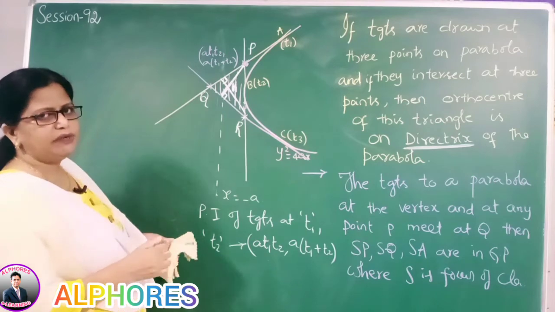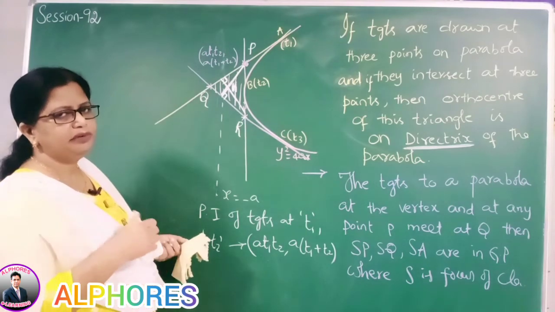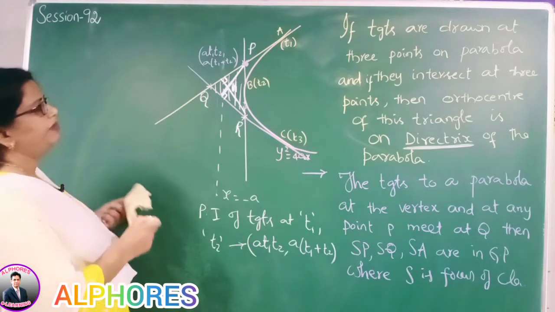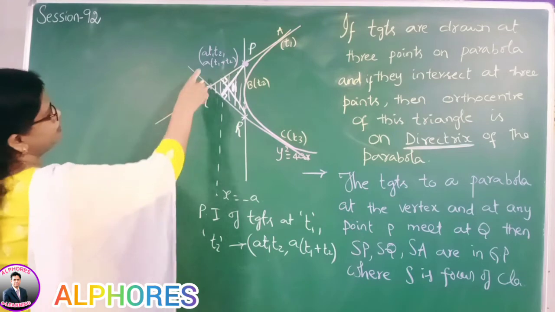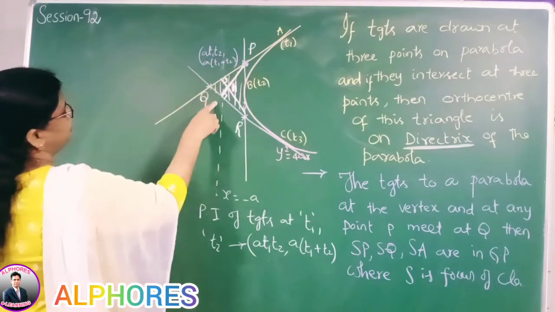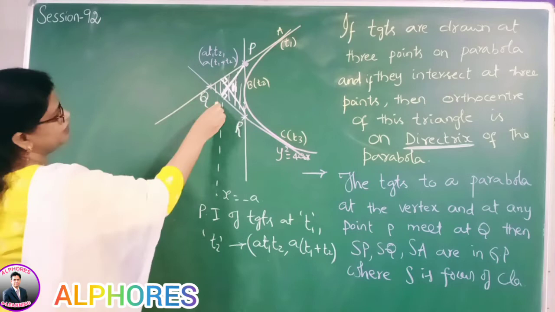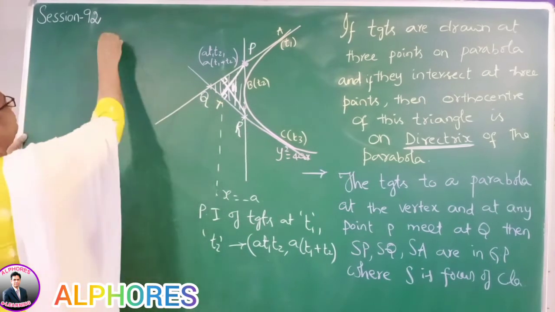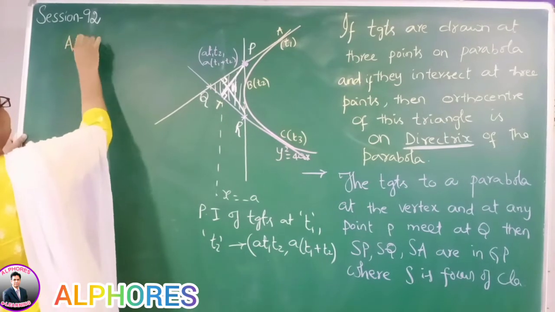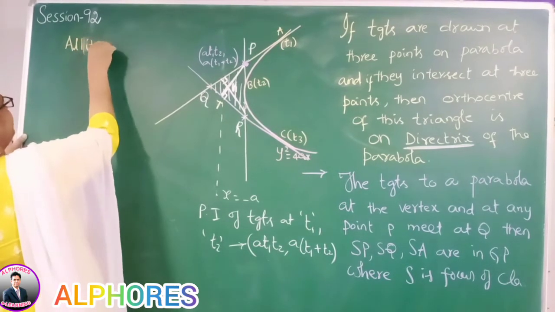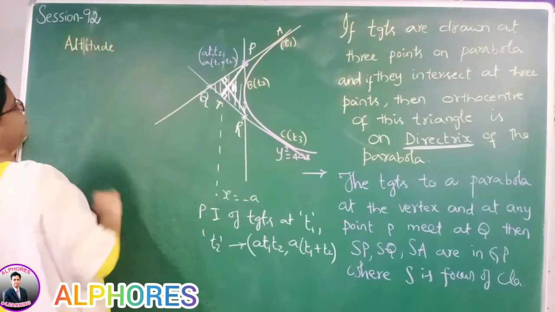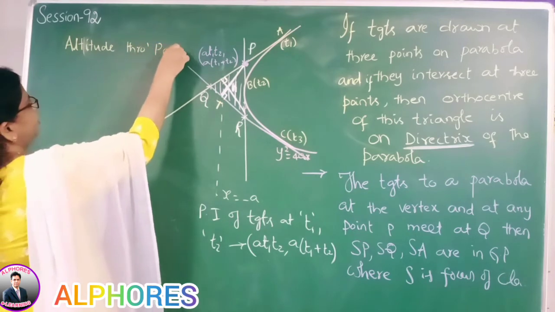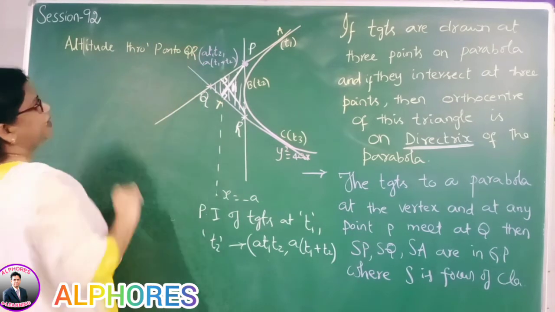Now let me take one altitude, and just by symmetry we can write the equation of the other altitude. So what about the equation of one altitude? Now observe, students, I am taking it through the point P onto QR. Suppose I take this foot as some T here, then we are finding the equation of PT. So this altitude is through P onto QR.